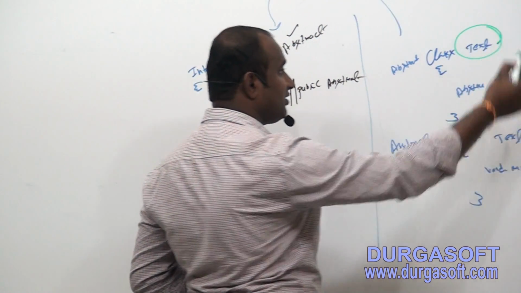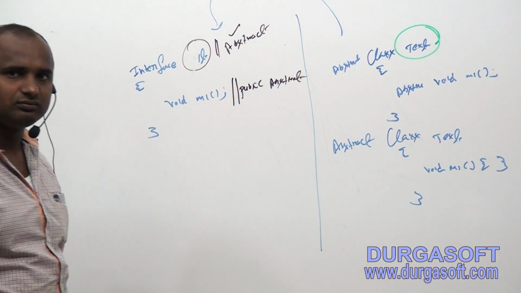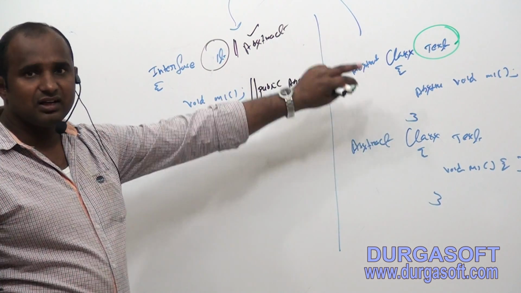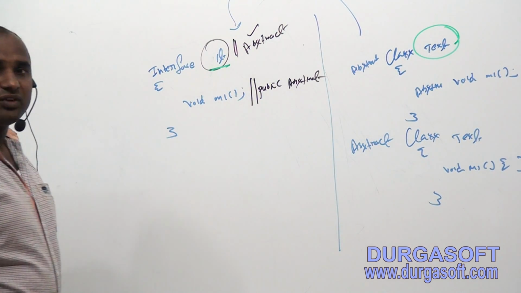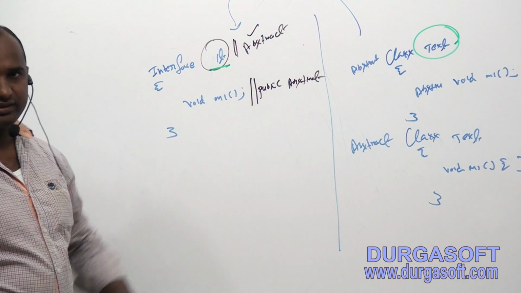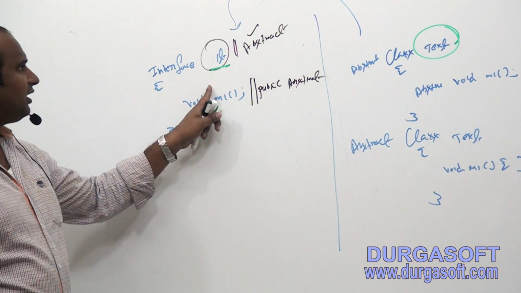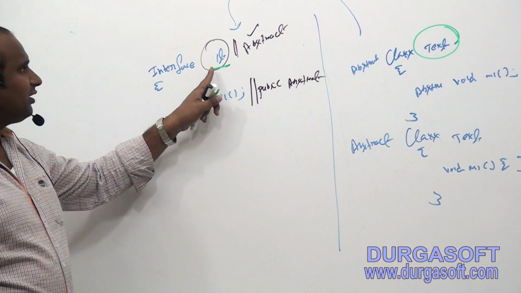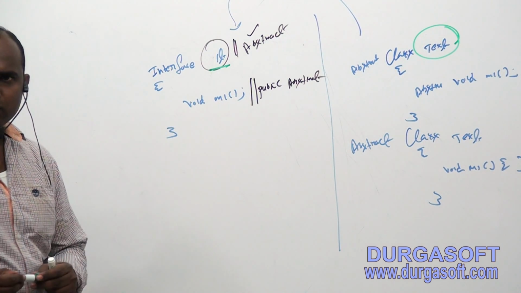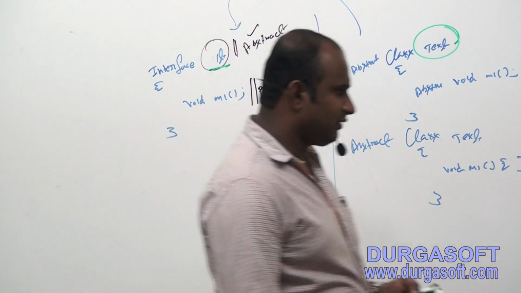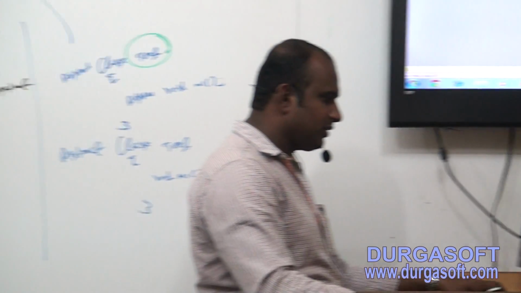After compilation, Test dot class file will be generated. In the same way, for the interface also, after compilation, dot class files will be generated. So for interface ID, after compilation, which dot class file will be generated? ID dot class file will be generated. So clear? So I will write the first practical example regarding interfaces.